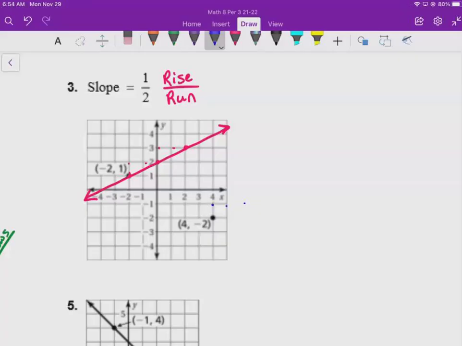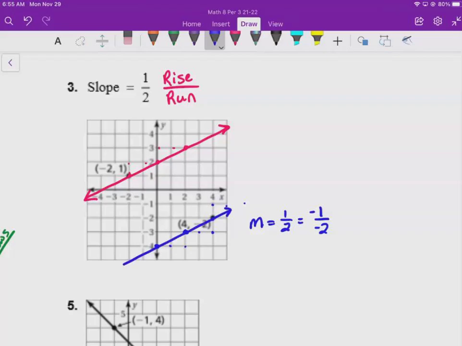Okay, so this is where you get your m is 1/2. Remember, negative divided by a negative is still a positive. So I'm going to go from this point down 1, because that's -1, left 2, that's -2, down 1, left 2. I can go forward, I can go backward. I just have to change the signs, but I still have to have the same value as when I started.